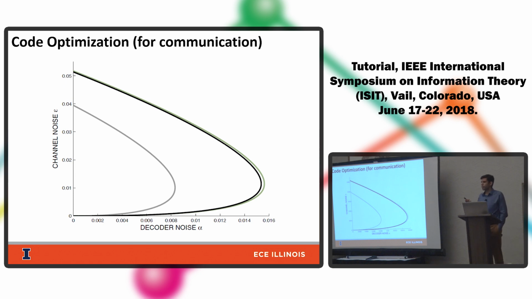So in fact, there's a very open question in coding theory of how to design optimal codes for this noisy decoder setting, which is completely open. Because the optimal noiseless code, the black one, is less good than some other arbitrary choice of code.